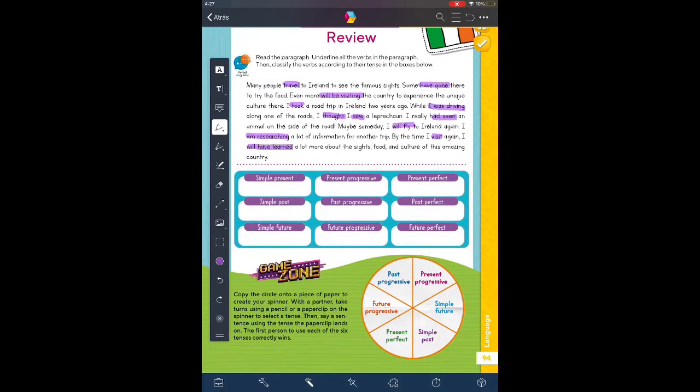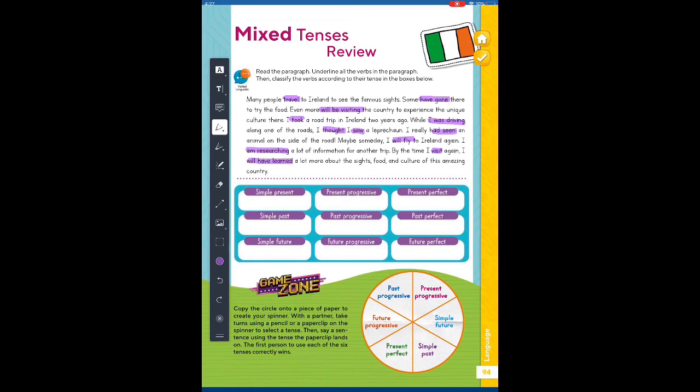And that's it for today. Okay, here you have a game zone. It says copy the circle onto a piece of paper to create your spinner. But this is with a partner, so we cannot do it, okay?